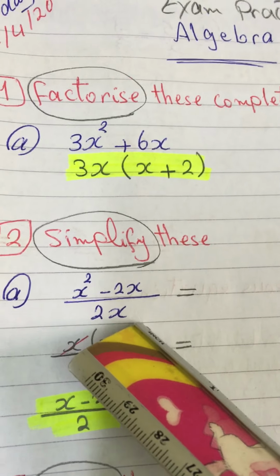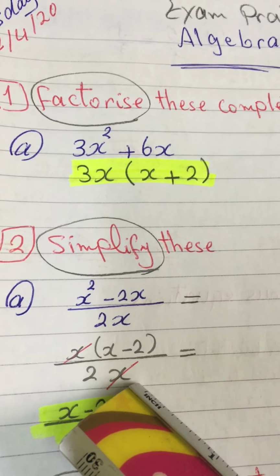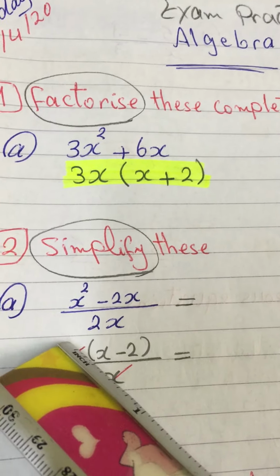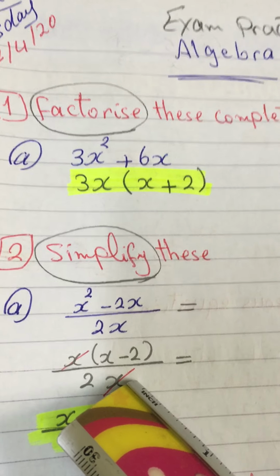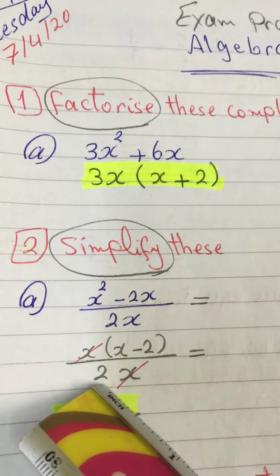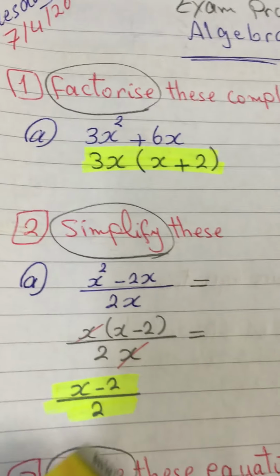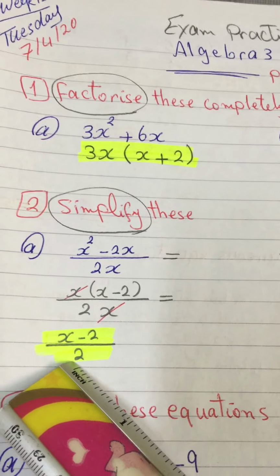And down, 2x is still the same. 2x means 2 multiplied by x, so this allows me to cancel x with x. X divided by x equals 1. No need to write 1. So finally, what's left? X minus 2 over 2. X minus 2 over 2. This is the simplest form for this fraction.